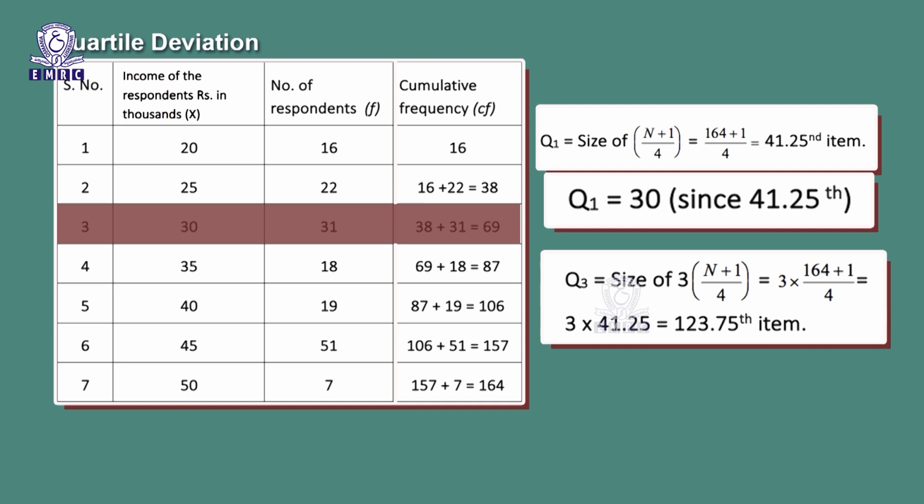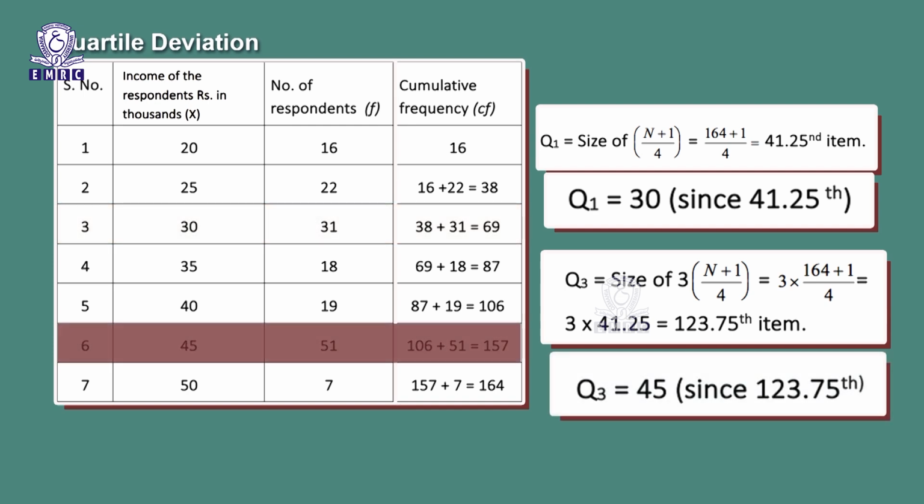Then the third step is to calculate the Q3 value. Q3 is equal to size of 3 into (n plus 1) divided by 4, which is equal to 3 into (164 plus 1) divided by 4, which is equal to 3 into 41.25 is equal to 123.75. So, this comes in the sixth one because it is greater than 106 and less than 157. So, we are going to select the sixth one. So, the Q3 value is 45,000.